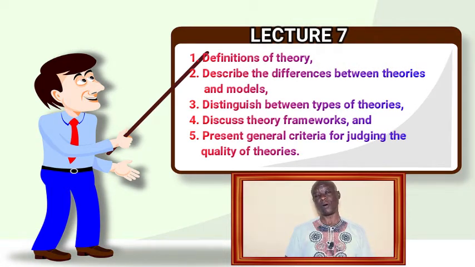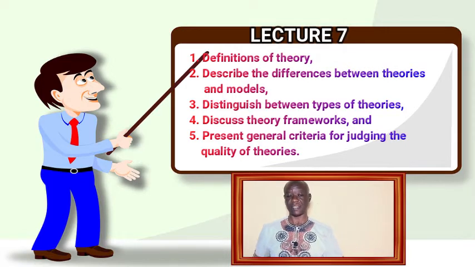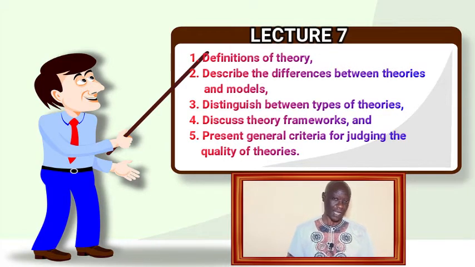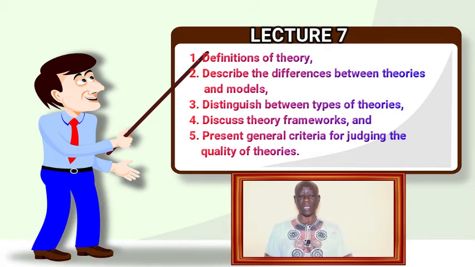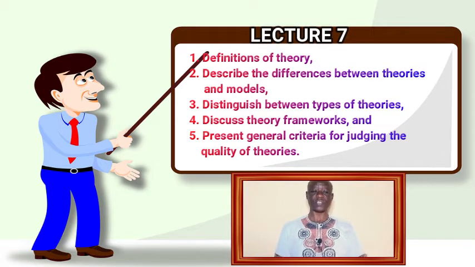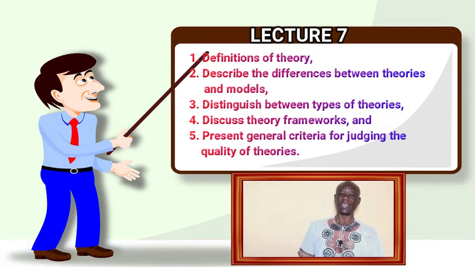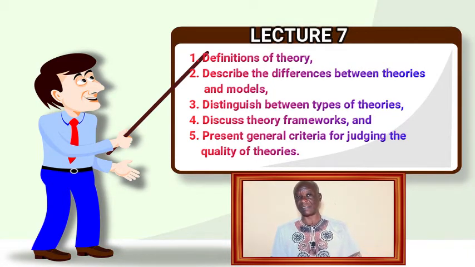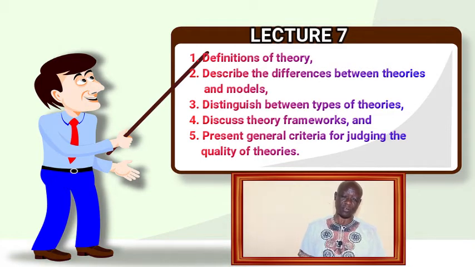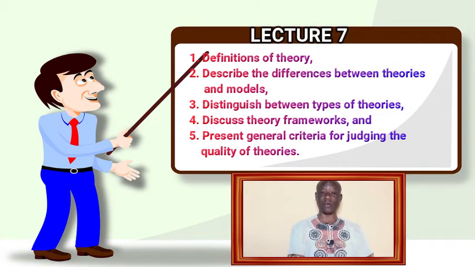Then I will go on and describe the differences between theories and models. If you recall, in our lecture 6 and lecture 5, I did not really draw a distinction between theories and models, but in this lecture I intend to do so. I'll go ahead and distinguish between types of theories, and then thereafter discuss theory frameworks, and go on and present general criteria for judging the quality of theories, ladies and gentlemen.